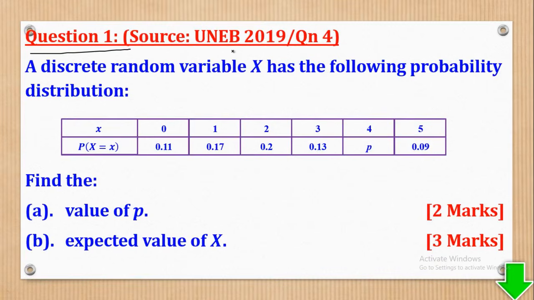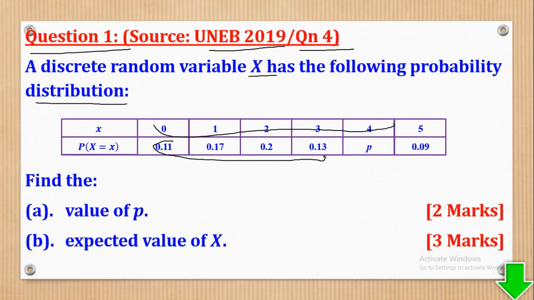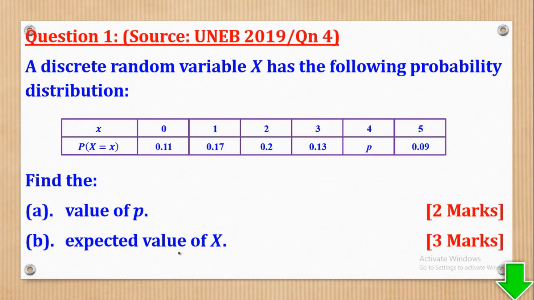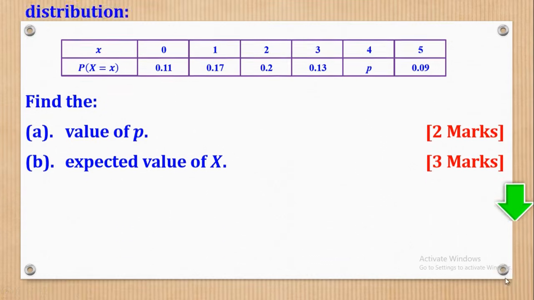So we shall start with question 1, which came from UNEB 2019, paper 2, question 4. And it says that a discrete random variable x has the following probability distribution. So these are the values of x, and these are their corresponding probabilities. But you realize that there is an unknown constant in this, and here they said find the value of p, which is a constant. Then part b, find the expected value of x. So what you should remember is that as long as they ask for an unknown constant, you must remember the concept that we use the formula of total probabilities.